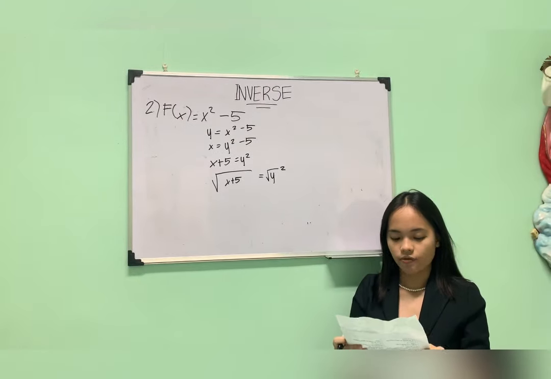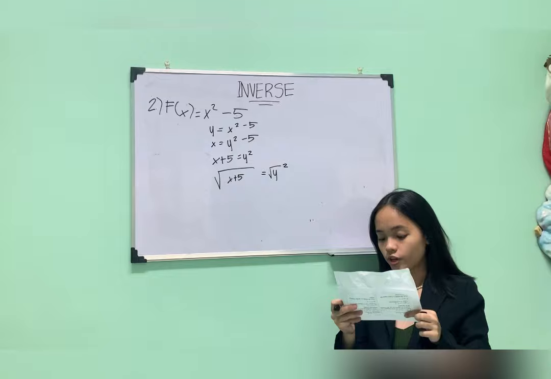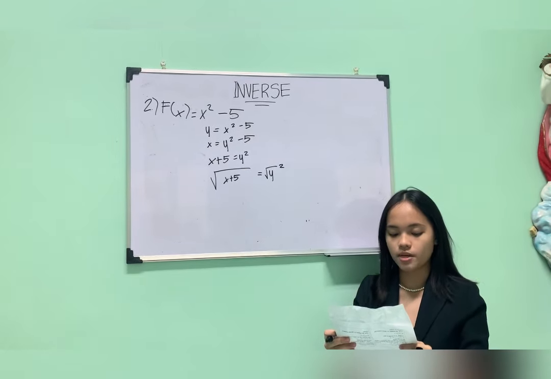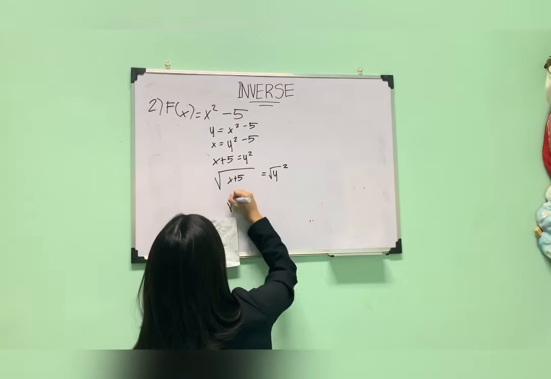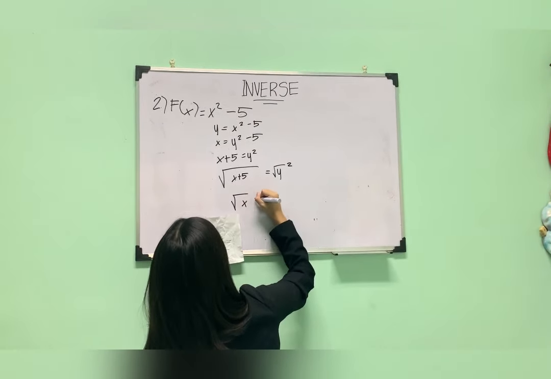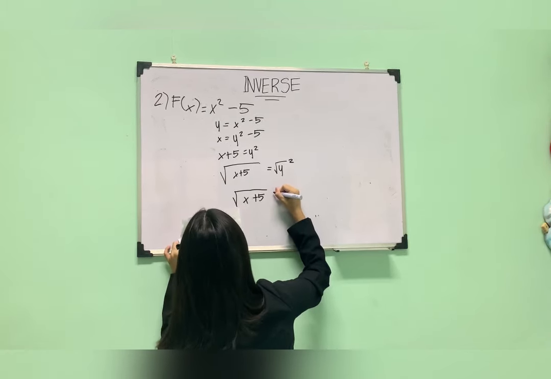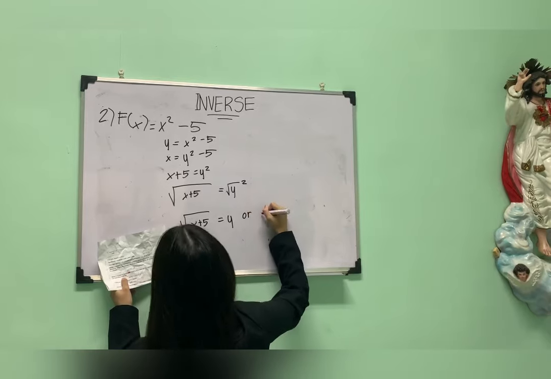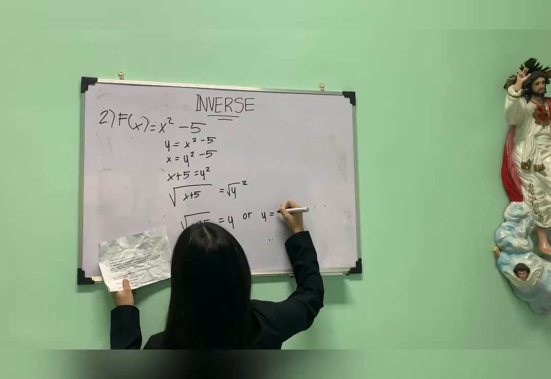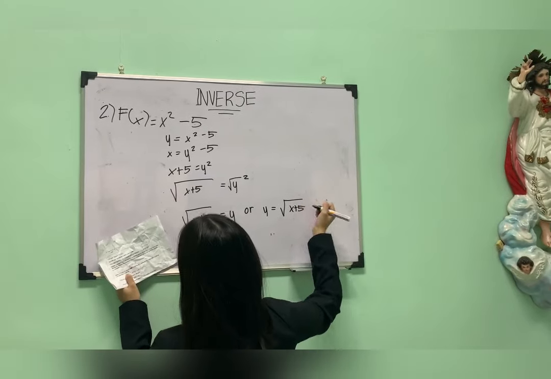Since x plus 5 has no square, it would be as is, while for the other side, 2 will be cancelled, thus it will be x plus 5 squared is equals to y, or y is equals to square root of x plus 5.